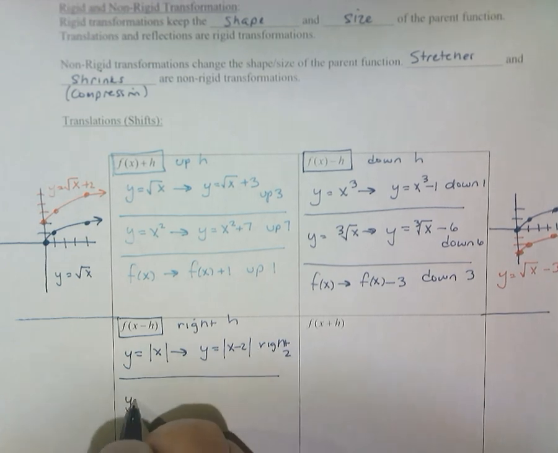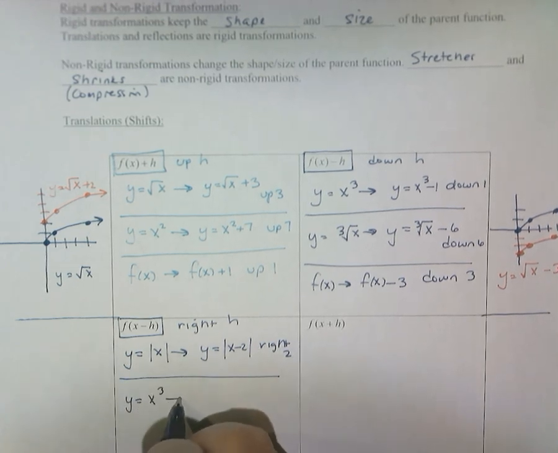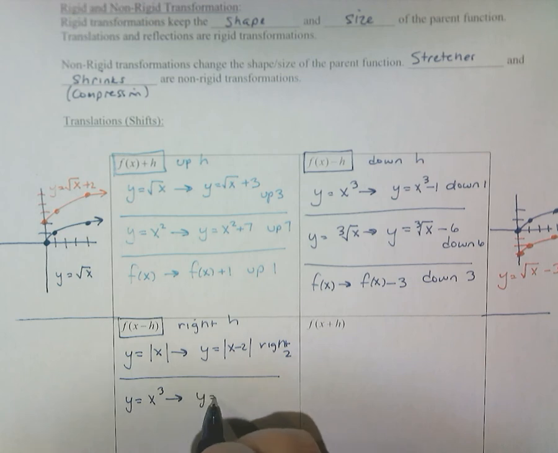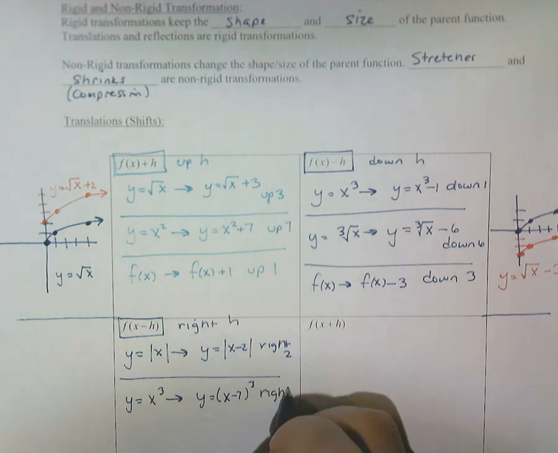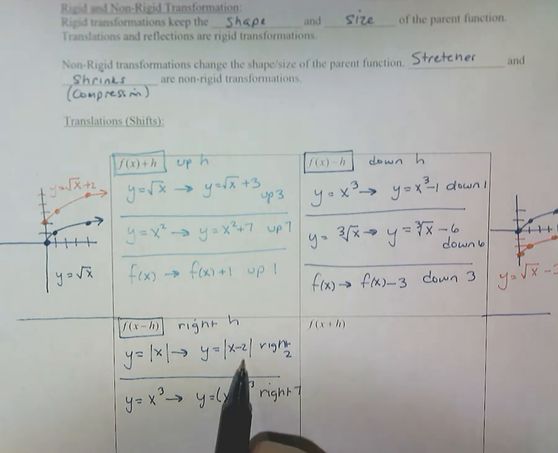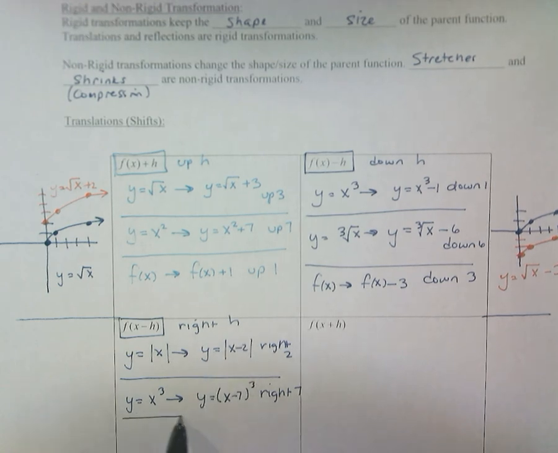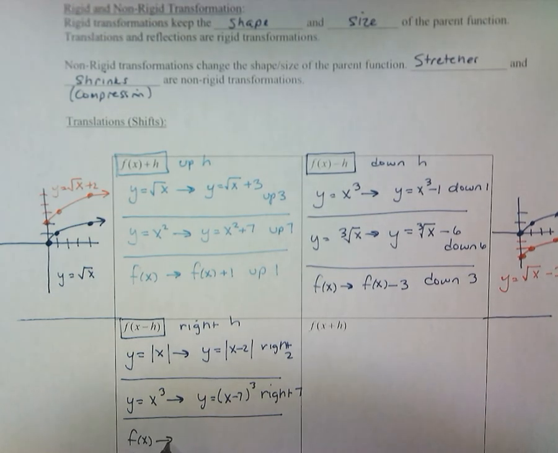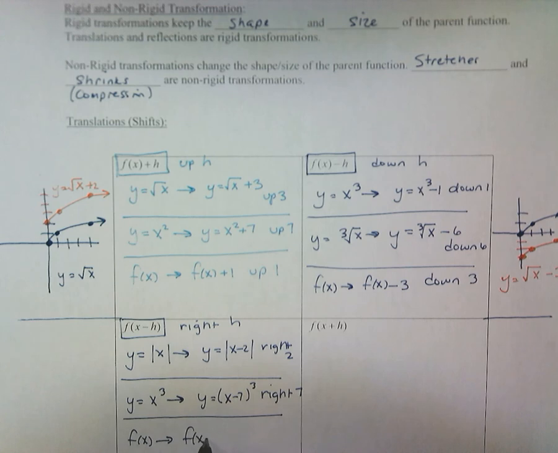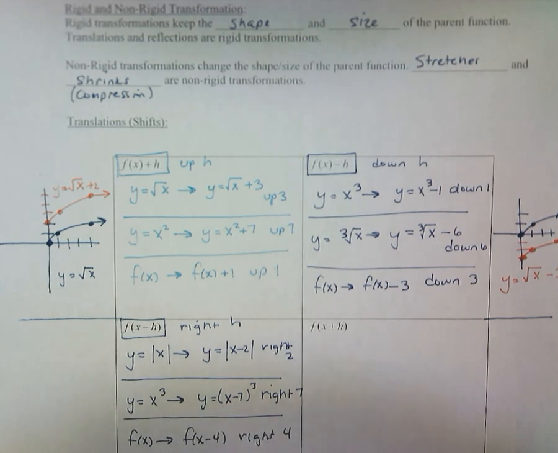If I had y equals x cubed, transform that to y equals x minus 7 cubed. This is going to go right 7. Notice where I'm putting the number. It's inside the function. The function is the absolute value. The function is the cube. And if I had f of x, transformed it to f of x minus 4, I'm going to go right 4.